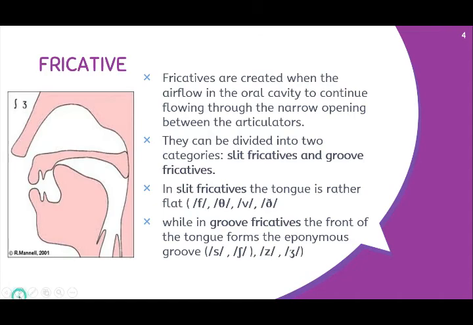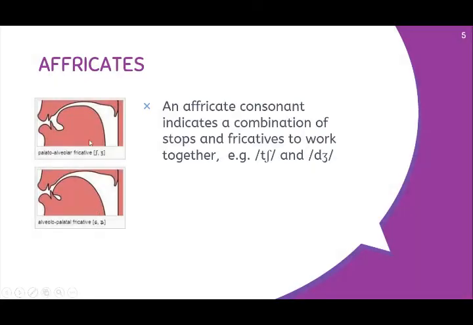Let's move to the next type. It is affricates. What is affricates? Affricate consonants indicate a combination of stops and fricatives working together. Jadi affricates ini kombinasi dari stop sama fricative. Contohnya kalau kita mengucapkan bunyi ch seperti pada kata chair, ya, dan juga bunyi j. Ini ch seperti pada kata chair. Ini bunyi j seperti kalau kita mengucapkan kata jungle.